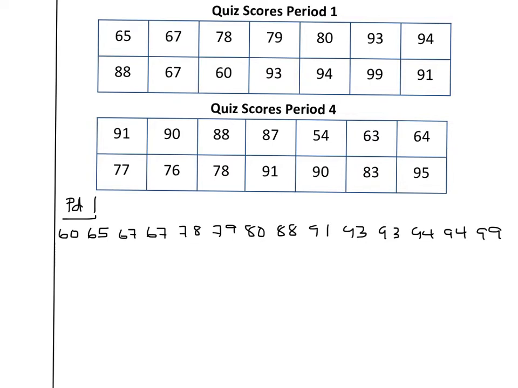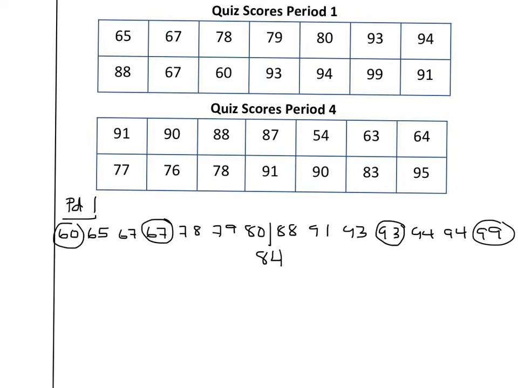All right, so to make our box plot, we need our 5-number summary. We've got our minimum here at 60, maximum at 99. Our median this time is between 80 and 88, so that is a median of 84. I have Q1 right here at 67 and Q3 up here at 93.